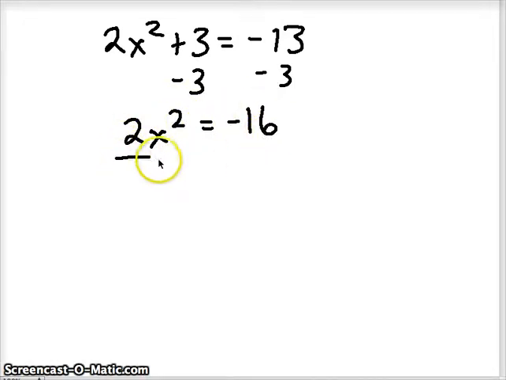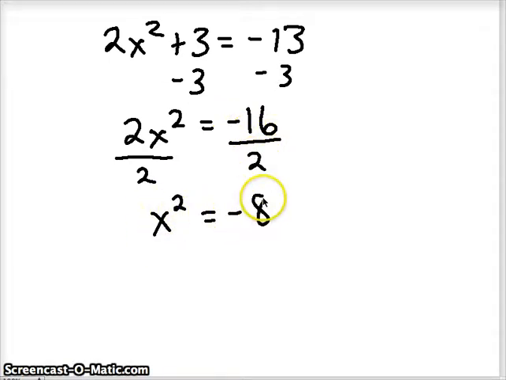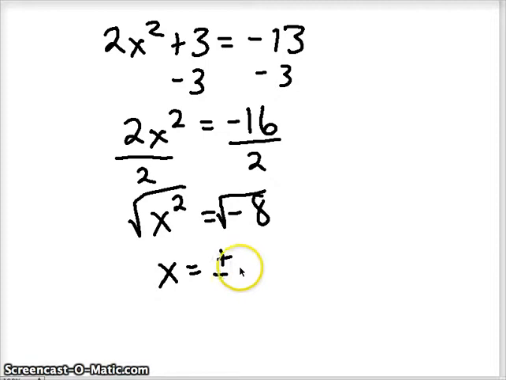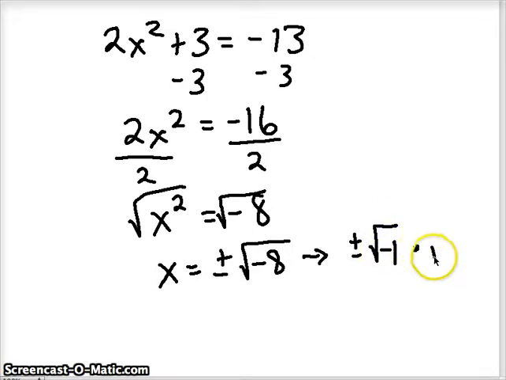Let's undo the multiplication by 2 by dividing by 2. That leaves x squared equals negative 8. And now we can take the square root of both sides to undo that square there. So we get x equals plus or minus the square root of negative 8. Let's rewrite that as plus or minus the square root of negative 1 times the square root of 8.